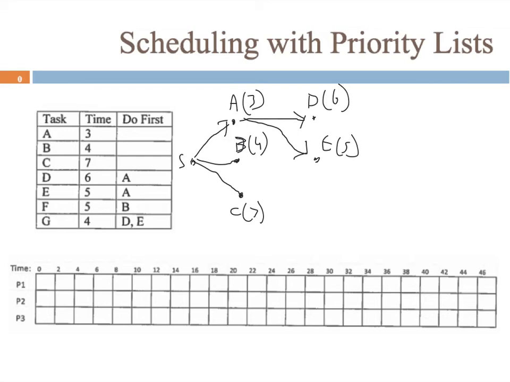Okay. Next, F cannot be started until B is completed. So we'll put F right here, and that is 5 hours. And lastly, G cannot be completed until tasks D and E are both completed. So we'll draw the precedence relations from task D and E over to task G, which is a 4-hour task.